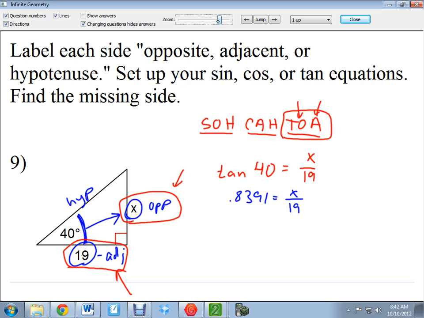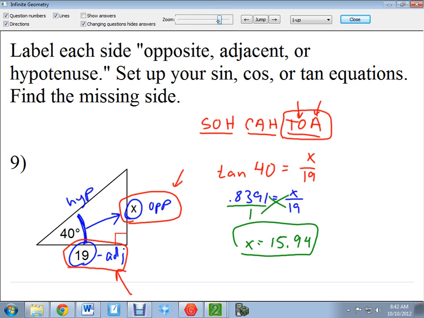Now this is a simple problem to solve. You just have to get rid of the 19 to get x by itself. I like to just set up a cross multiplication problem. It makes it always nice and simple. 1 times x is just x, is equal to the 19 times the 0.8391, and that'll get me 15.94. So the length of x is 15.94 units.